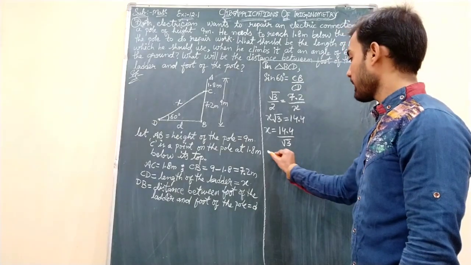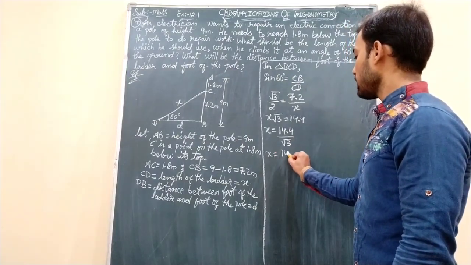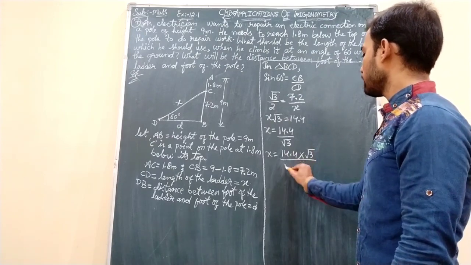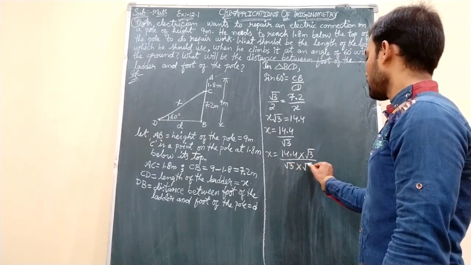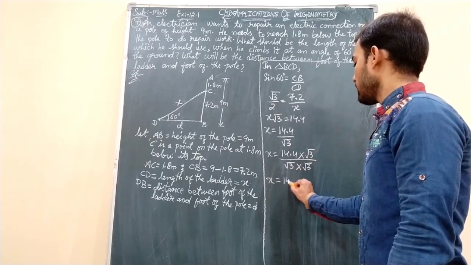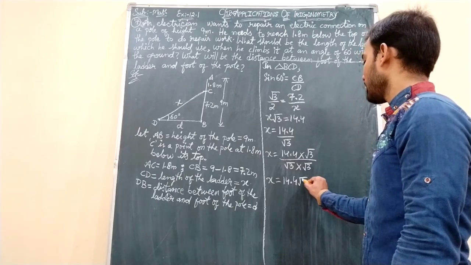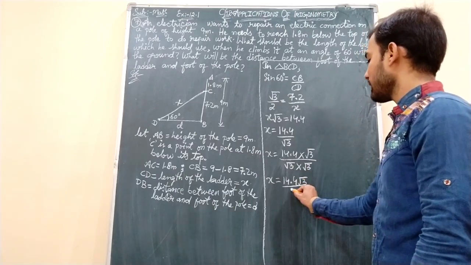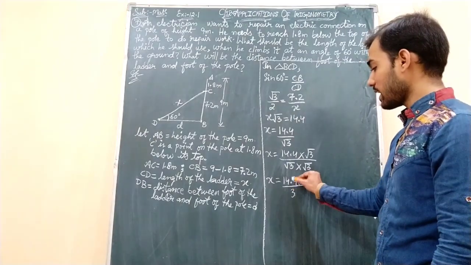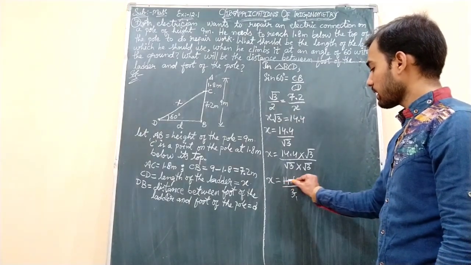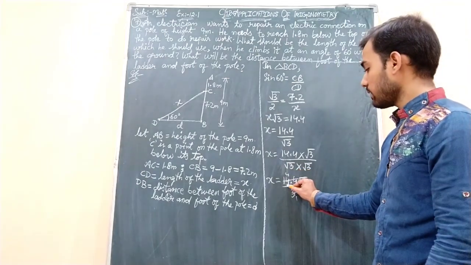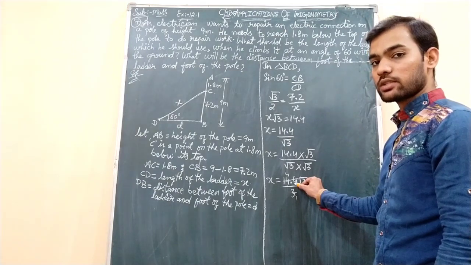Multiplication changes to division. Then rationalizing it, 14.4 into root 3 divided by root 3 into root 3. So 14.4 root 3 divided by root 3 into root 3 gives you 3. Okay students, so cancelling 3 and this 14.4 now. They are divisible. 3 ones are 3. 3 fours are 12 students. 2 are remaining here. When this 2 goes beside over here, you will get 24.